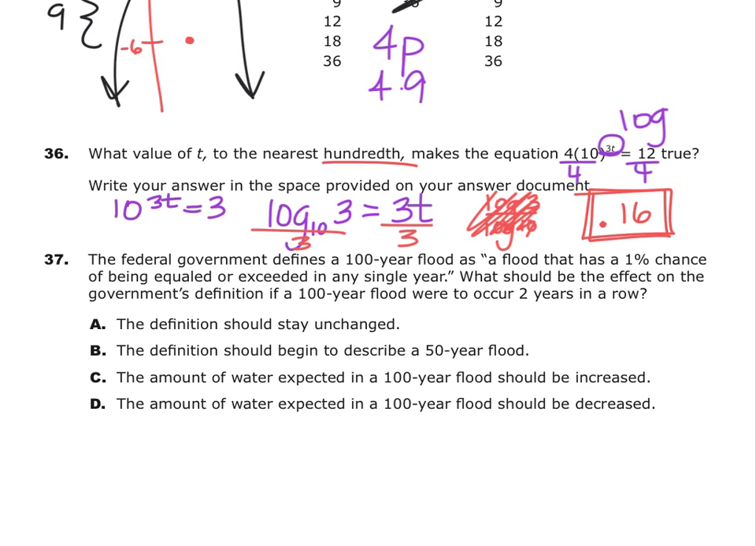Remember, you can always plug it back in just to check and make sure that it works. All right, if you read through this, I will tell you that the correct answer here is going to be A. This is a definition, so even though a 100-year flood is maybe not supposed to happen multiple years in a row in your mind, it just says a flood that has a 1% chance of being replicated in any single year. So just because it's happening 2 years in a row doesn't mean the definition should change. So that kind of tells you maybe why the other ones are going to be wrong.